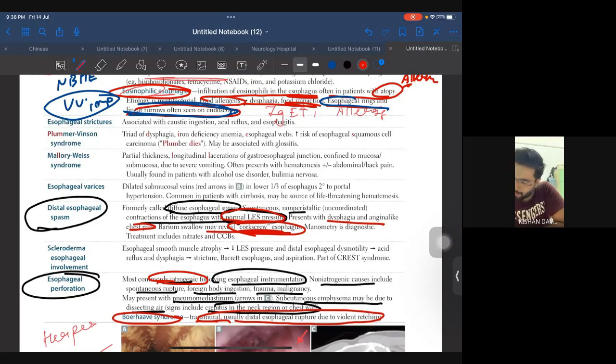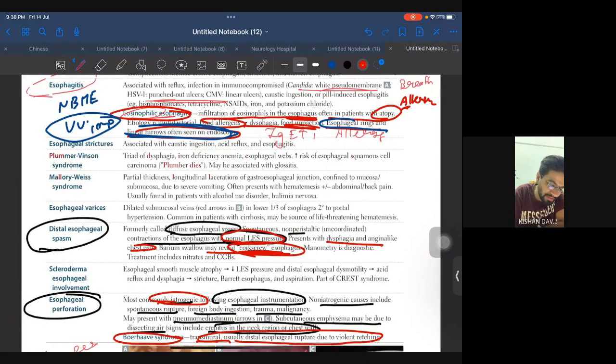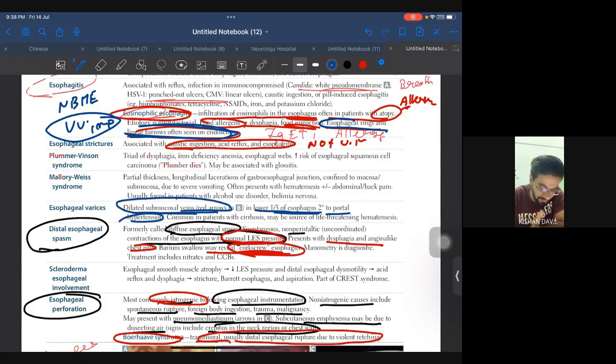Now next one is esophageal strictures, associated with caustic ingestion, acid reflux, and esophagitis. Not very important, can ignore this. Moving ahead, we have esophageal varices: dilated submucosal veins in the lower one third of the esophagus, secondary to portal hypertension. This is very important, dilated submucosal veins. Common in patients with cirrhosis, may be a source of life-threatening hematemesis. So they will give you either a diagnosis of cirrhosis or portal hypertension, and the most common answer is esophageal varices.